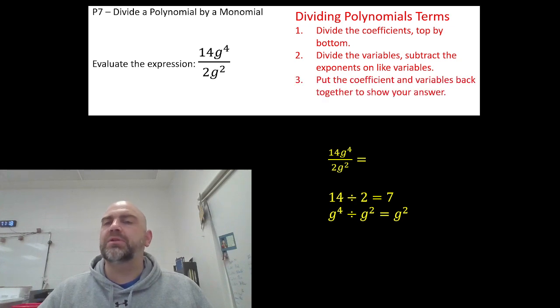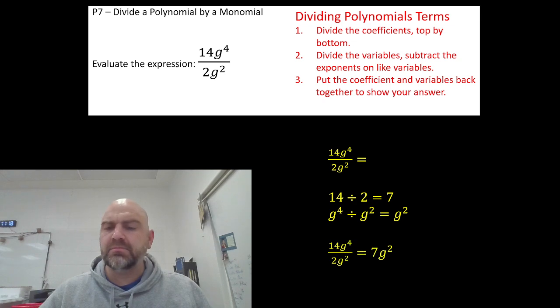And then finally, we put the coefficient and the variables back together to show your final answer. And so you have an answer of 7g squared. So when you divide, we're going to get hopefully a simplified or probably a smaller answer. Now, you can have a fractional coefficient. Don't do a decimal, do a fractional coefficient if it does end up coming to that.